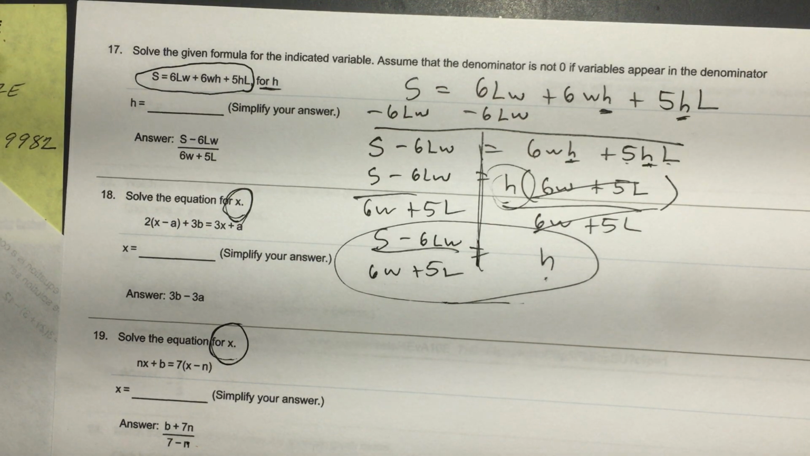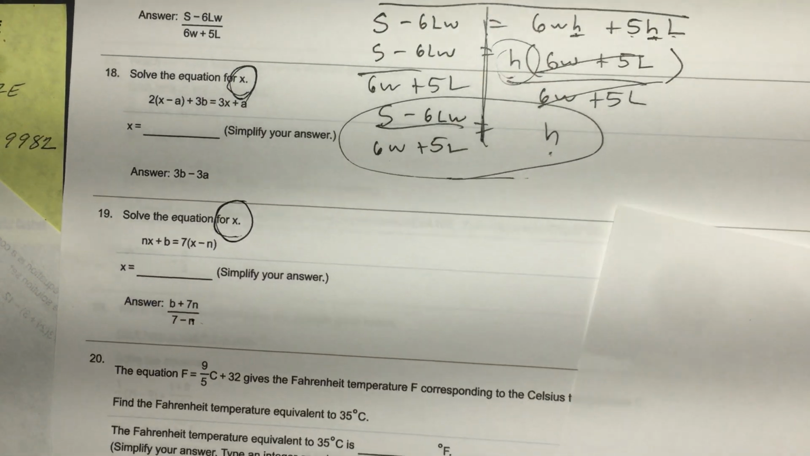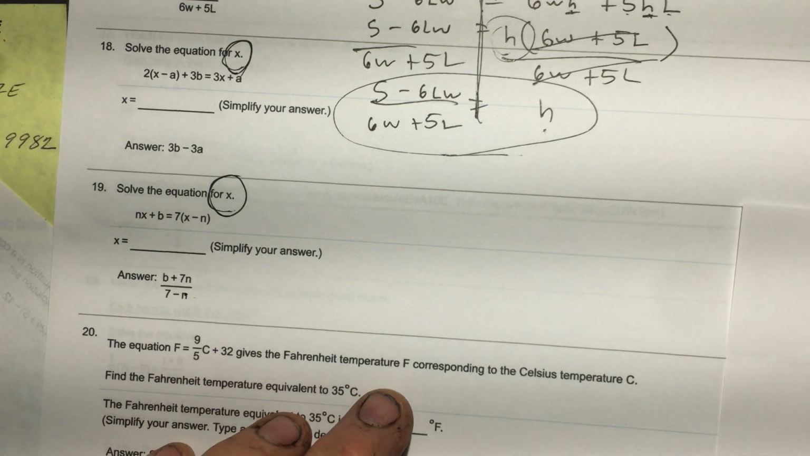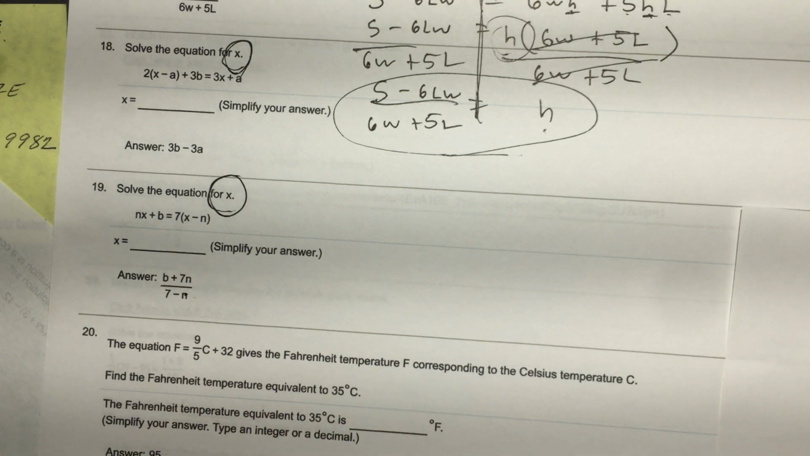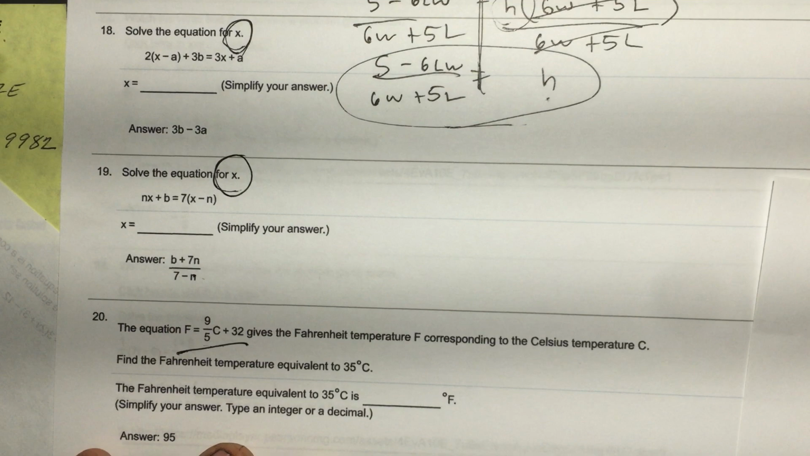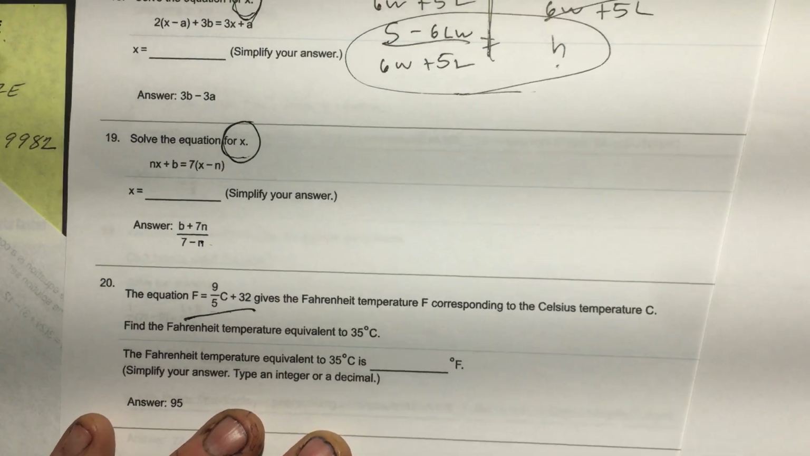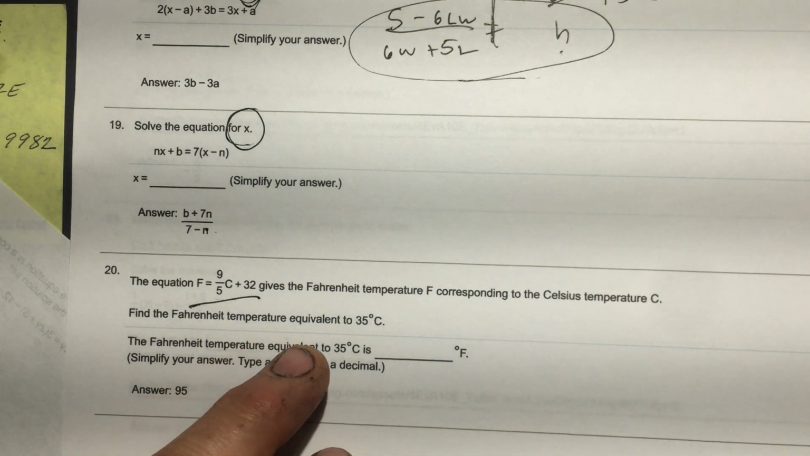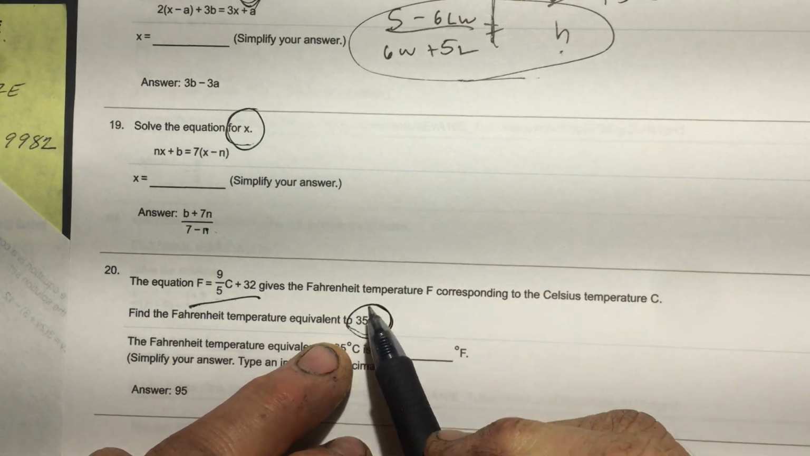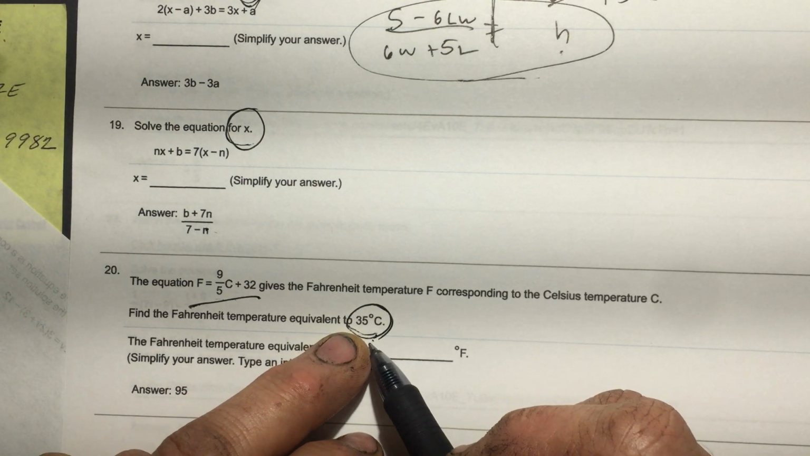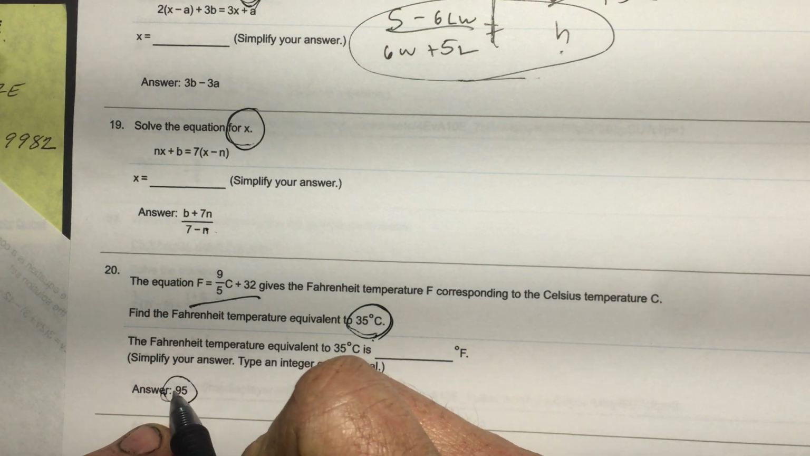All right. On number 20, the equation F equals 9/5 C plus 32 gives the Fahrenheit temperature and corresponding Celsius temperature. You wonder what the difference is in Fahrenheit and Celsius? Well, here's the equation that tells you the relationship between Fahrenheit and Celsius. It says find the Fahrenheit temperature equivalent to 35 degrees Celsius. How warm is that? It's actually too hot. The answer is 95.